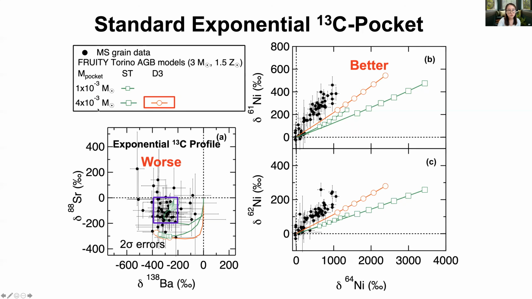We can also try to reduce the carbon-13 mass fraction by a factor of 3. Although this improves the match in the nickel-3 isotope plots, it results in an even worse match in the strontium barium isotope plot. So neither the mixing depth nor the carbon-13 mass fraction can help to explain the data model discrepancy.